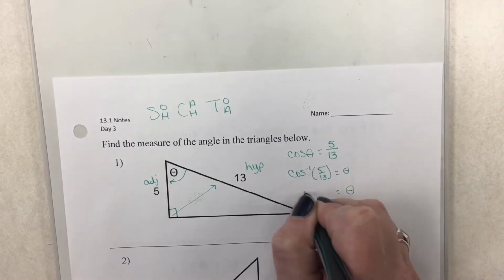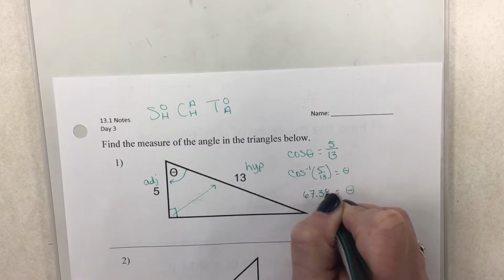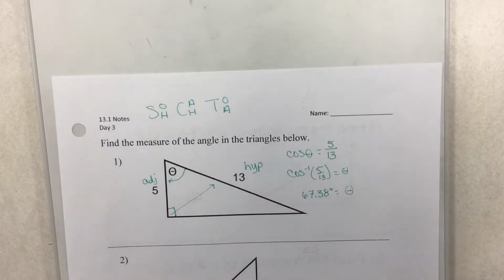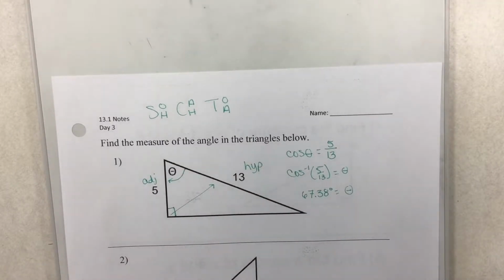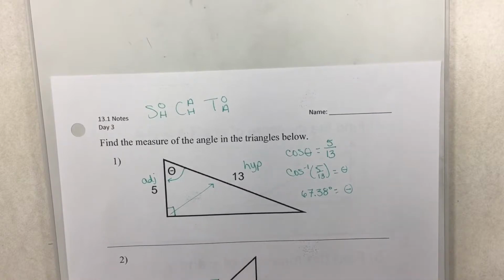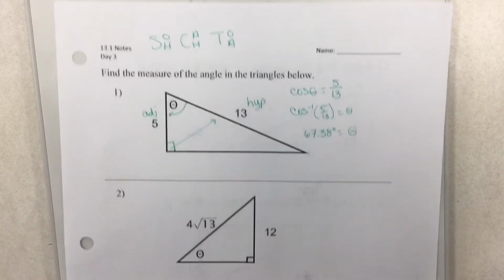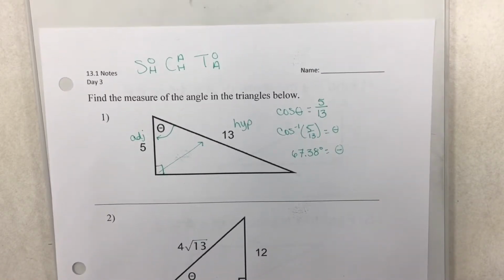So theta is 67.38 degrees. That is it. Okay, so this theta right here is 67.38. Let's look at number 2. Any questions on number 1?